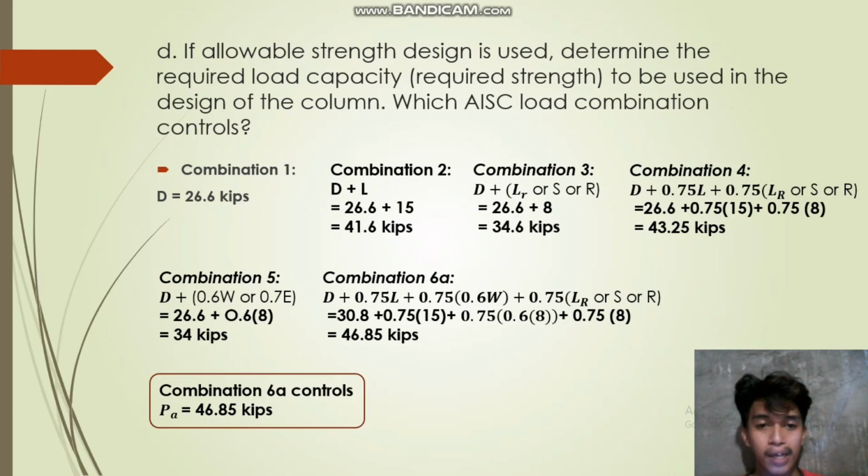Combination 6A. D plus 0.75 live load plus 0.75 times 0.6 wind load plus 0.75 roof load or snow load or rain load is equal to 26.6 plus 0.75 times 15 plus 0.75 times 0.6 times 8 plus 0.75 times 8 snow load, which we chose because it is the highest. Then it is equal to 46.85 kips. Therefore, combination 6A controls. PA is equal to 46.8 kips.